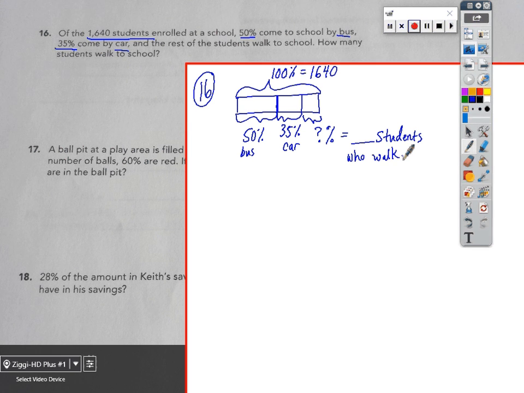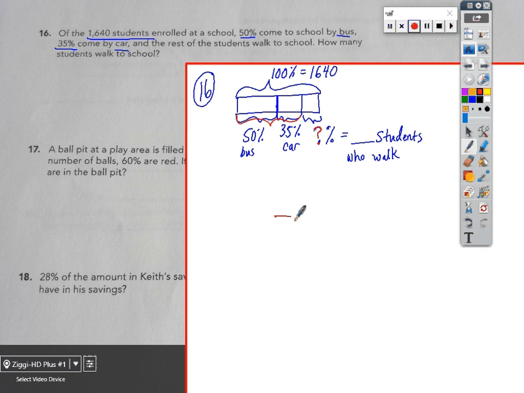Okay? I think you can see real quickly with this setup what you would need to do to figure out this percentage, this unknown percentage. So if I have 50% busers and 35% car riders, I could kind of take all of this away from the total, couldn't I? And whatever that remaining percent is would get me started with my percent proportion. So I think I'm going to leave it here with a bar model in mind.